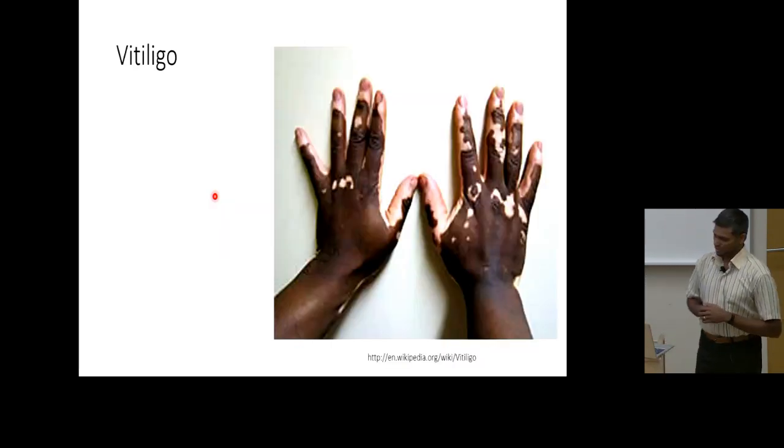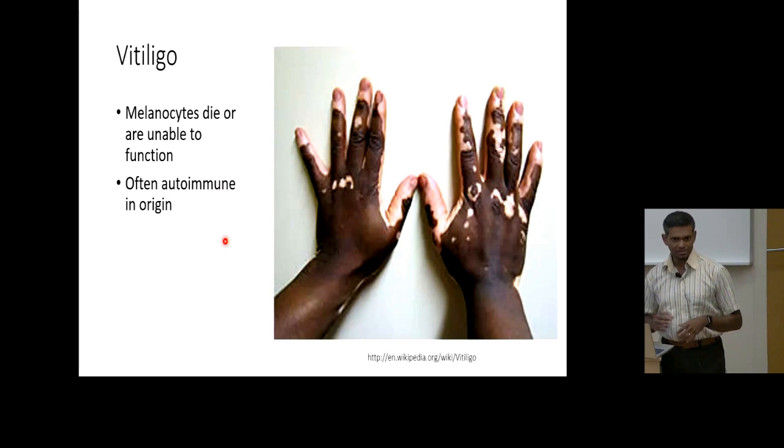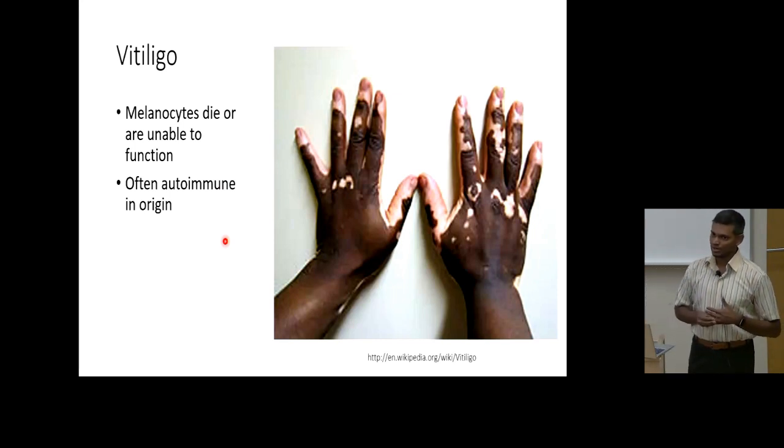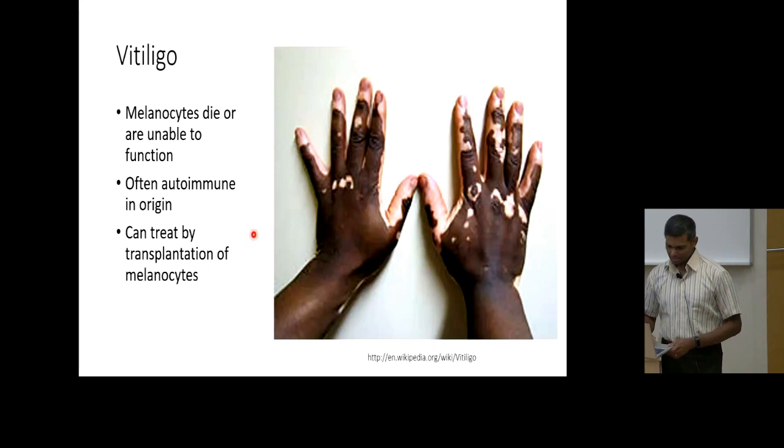Another condition is known as vitiligo, where the melanocytes die in certain parts of the skin, or they're unable to produce melanin. One of the reasons for this is that it's often an autoimmune disease, where the body's immune system detects the melanocytes as foreign and starts attacking them. The way to treat it is that you could transplant melanocytes into the specific parts of the body where the melanin is not being produced.